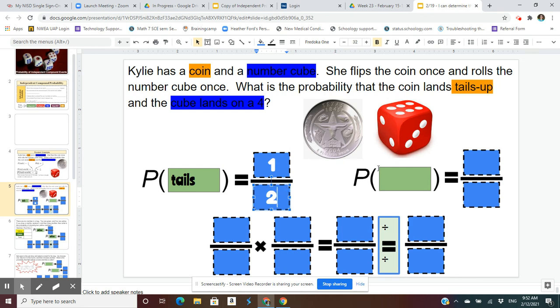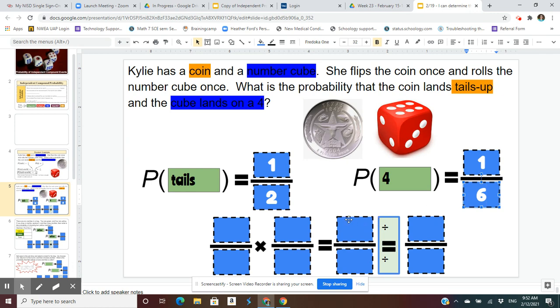Then I want to talk about the next one, which is that the cube lands on a 4. So I want the probability of a 4. The question is, how many 4s are there on a die? Well, let's remember our sample space: 1, 2, 3, 4, 5, and 6. There's only one 4. So I'm going to put a 1 out of 6 possible outcomes.